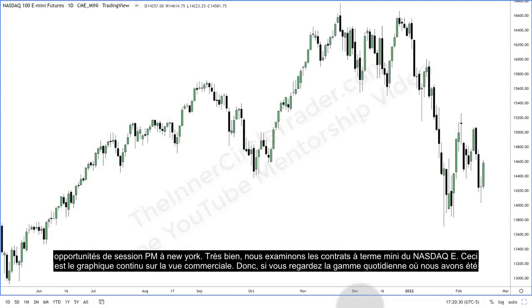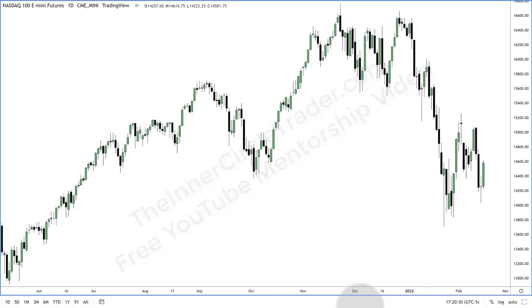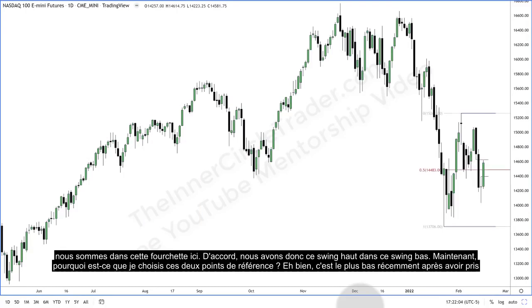All right, so we're looking at the NASDAQ E-mini futures. This is the continuous chart on TradingView. So if you look at the daily range of where we've been, we're inside this range here. Okay, so we have this swing high and this swing low. Now, why am I picking these two reference points?